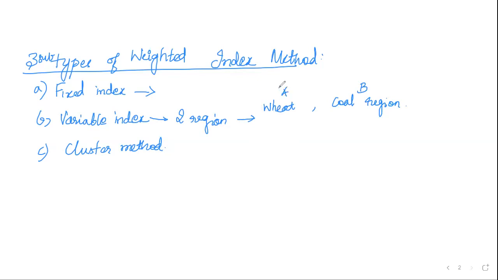Region A is producing too much wheat, and region B is producing too much coal. So I can easily say, on the basis of the different substances produced, that region A is a wheat region, region B is a coal region, and the weight of wheat as a produce will be greater in region A. The weight of coal as a produce will be greater in region B.